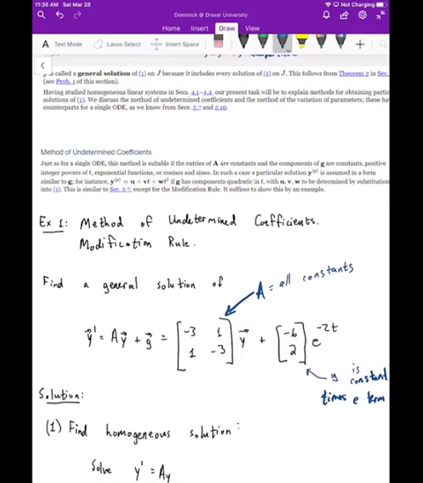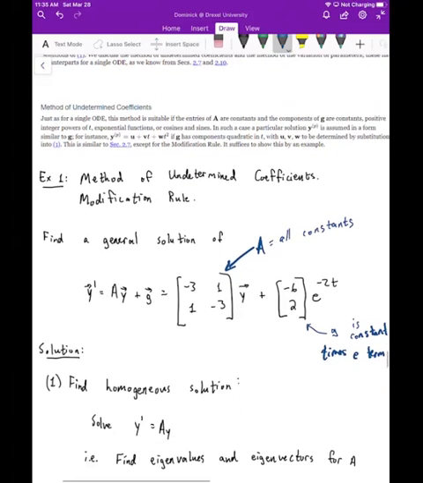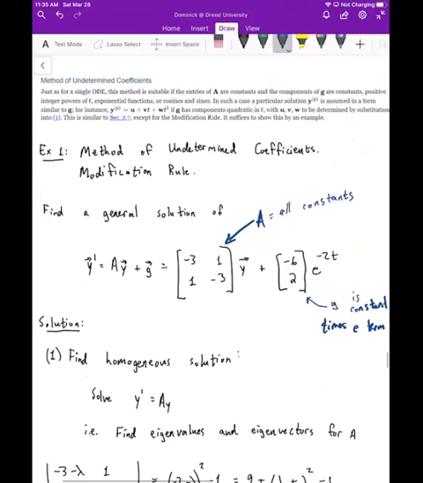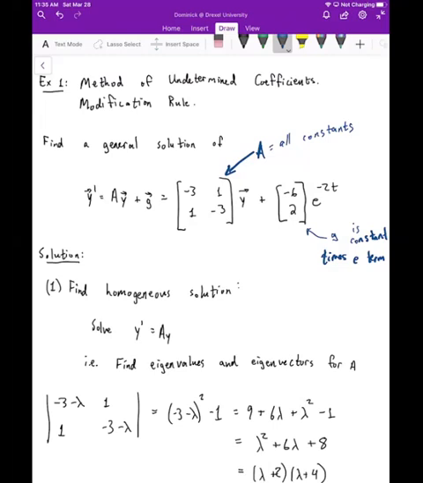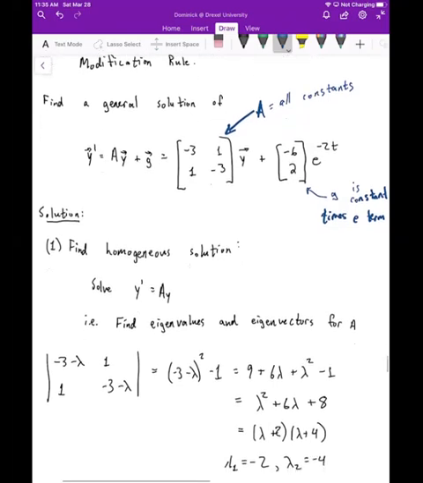All right, so the current example at hand is that we want to find a general solution of this system of ODEs where our coefficient matrix A is -3, 1, 1, -3, and we want to find the y vector such that this is true. Of course, just as in the single ODE case, we first want to find the homogeneous solution. So we're going to assume that our G is 0, and we want to solve y prime is equal to A times y.